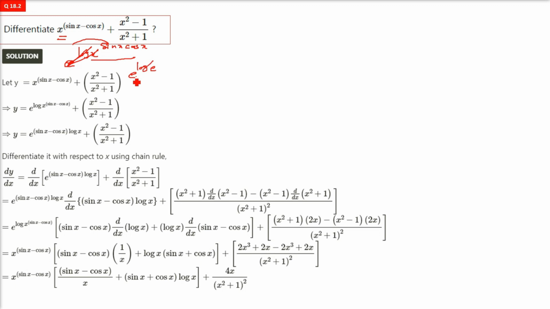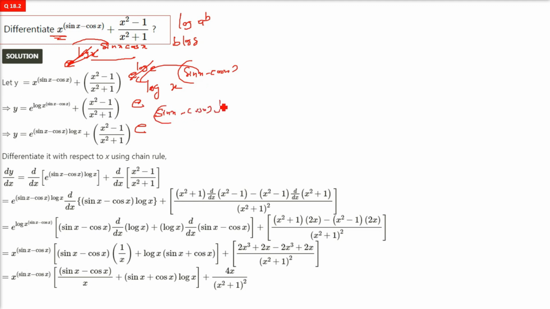So e to the power, this cancels. What I am trying to highlight here is e to the power log cancels out. So why we are writing this, you will just see. It will make the question easier. So e to the power log of x to the power sin x minus cos x, and these two will cancel out. But when we have log x to the power something, that something will come in front. So log a to the power b is b log a. Here sin x minus cos x will come in front.